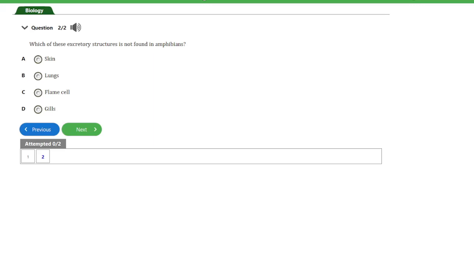So guys, the answer to this question is C, that's the flame cell. The flame cell is not an excretory structure found in amphibians. It's an excretory structure that's found in flatworms and other invertebrates. So guys, the answer to this question is option C.